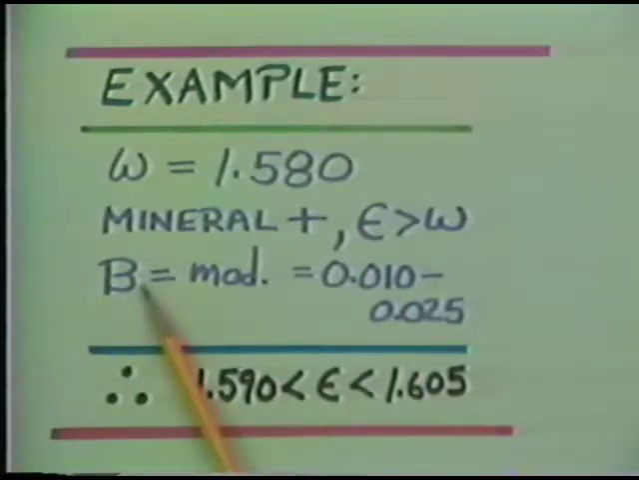Furthermore, if we can make an estimate of the birefringence, and in this case we say that the mineral has a moderate birefringence corresponding to this range, then by simply adding this range to our omega index, we get effectively an estimate for the epsilon index. In this particular case, we know, even without directly measuring it, that epsilon has to lie between 1.590 and 1.605. And this gives us a place to start in our immersion test for epsilon, which is much harder to find than omega.